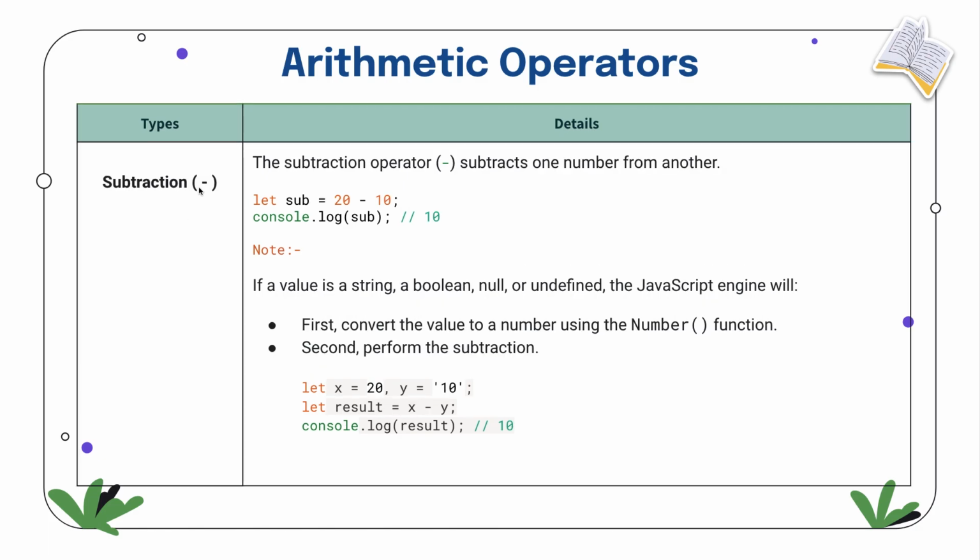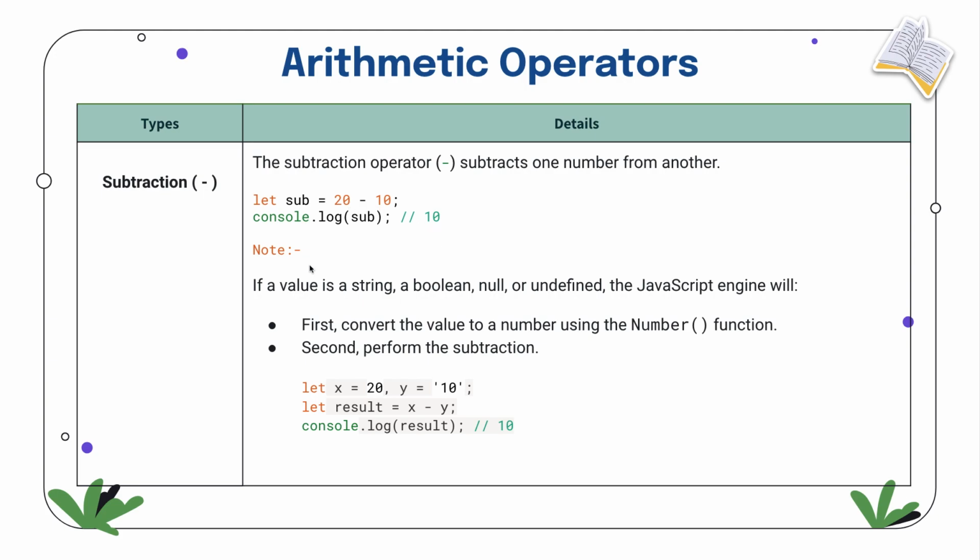Next will be subtract. We already know it will just subtract one value from another. It subtracts one number from another, and it's denoted by the hyphen symbol. Here we are doing 20 minus 10, which is 10. If the first value is less than the second value, then the result will be negative. If it is 10 minus 20, then it will be minus 10.